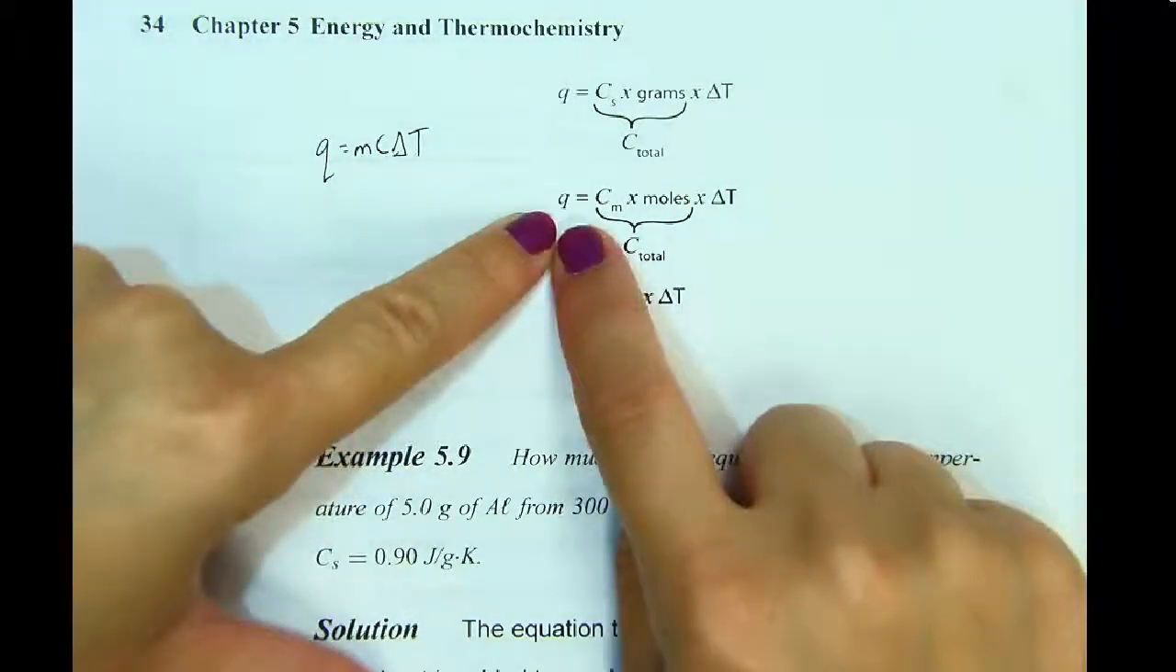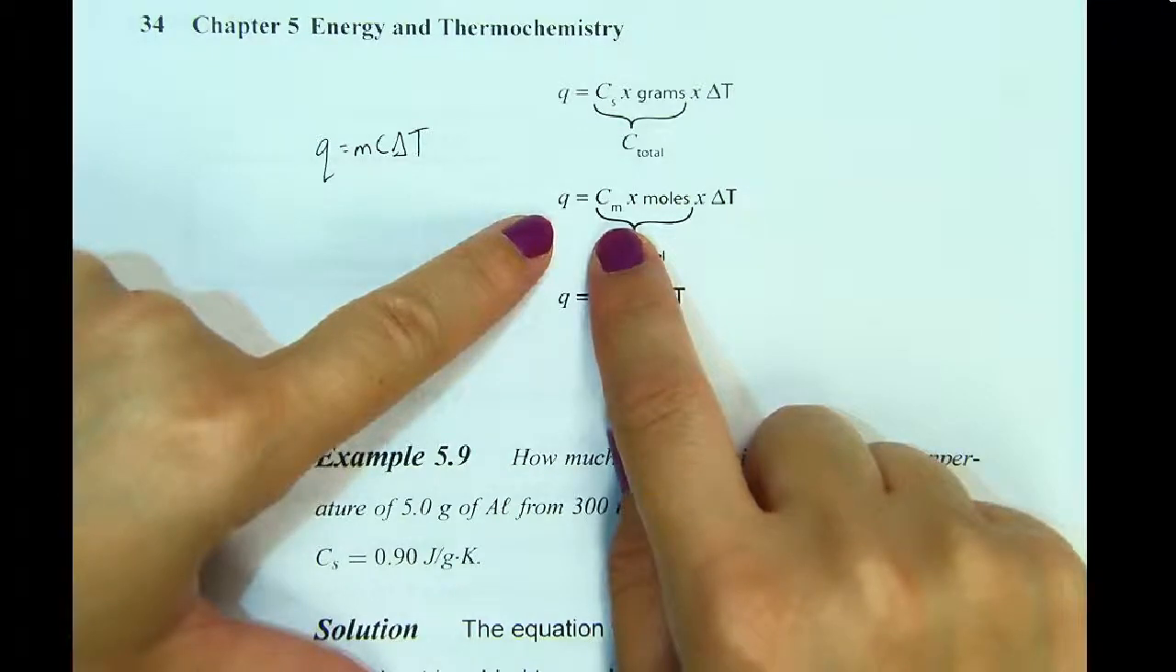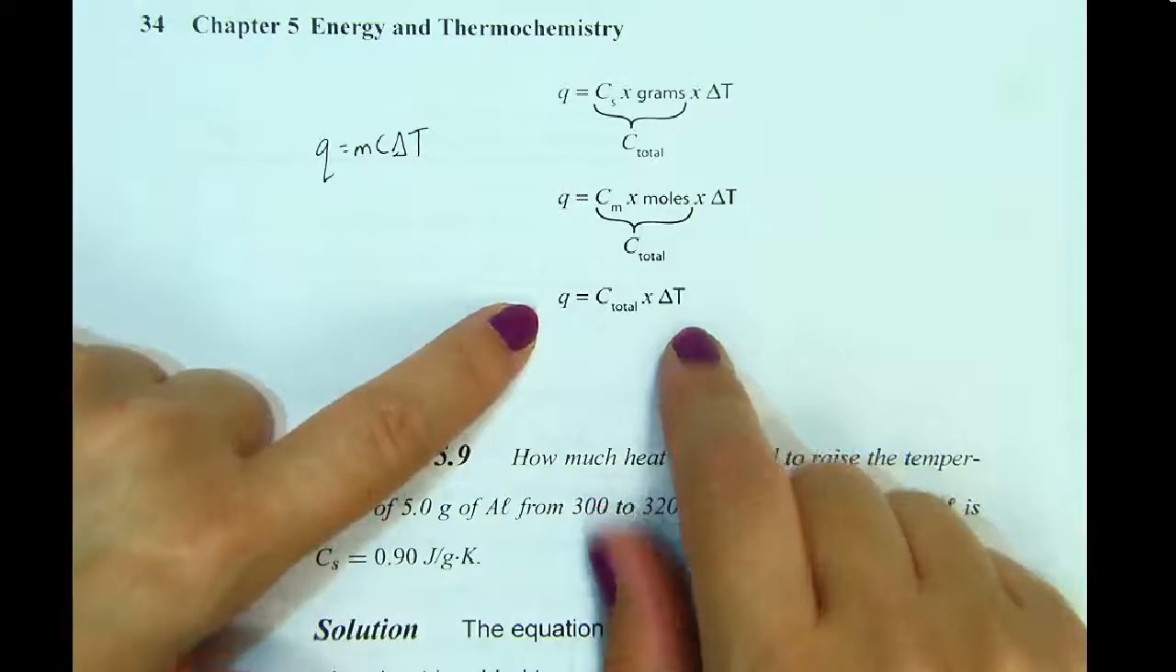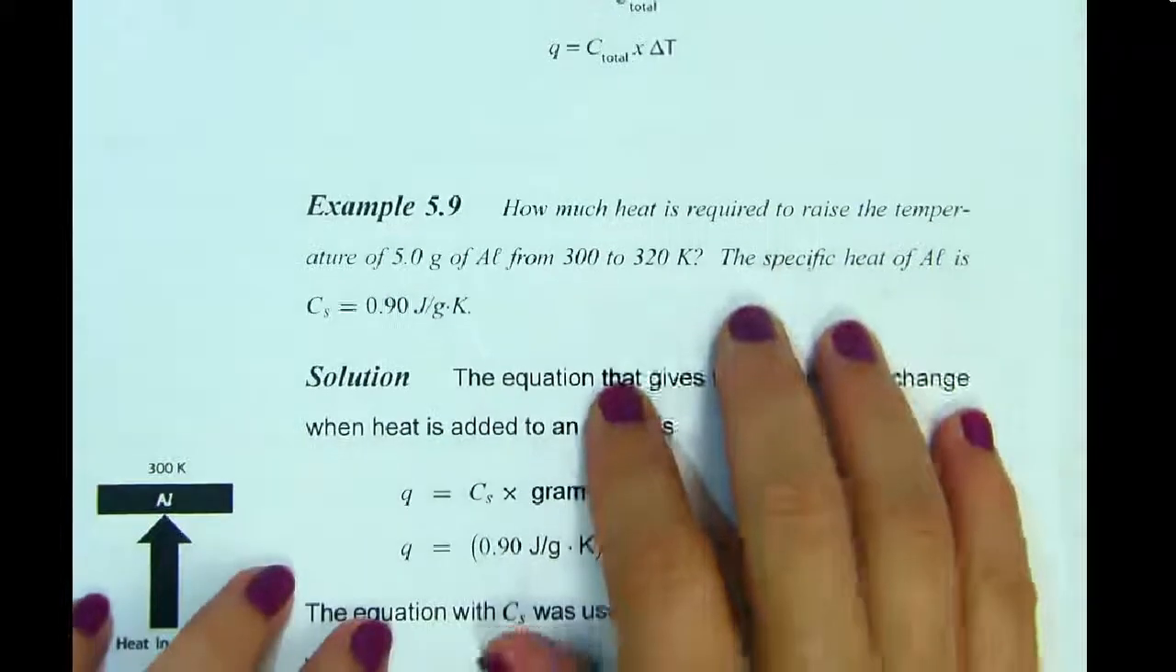All right, here is heat is equal to specific molar heat capacity times the moles times the change in temperature, and then this is total heat capacity, Q equals C delta T.